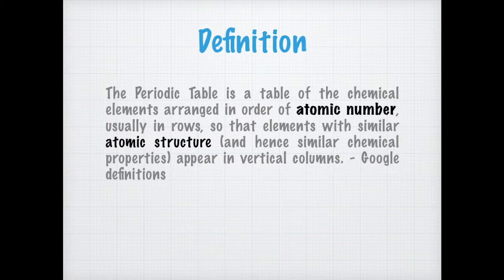So what is the periodic table? Well, the periodic table by definition is a table of chemical elements arranged in the order of atomic number, usually in rows, so that the elements with similar atomic structure and hence similar chemical properties appear in vertical columns. This is the Google definition, of course. The terms in this definition are the terms you're going to learn about in this video and in the next video. For now, just remember the definition.